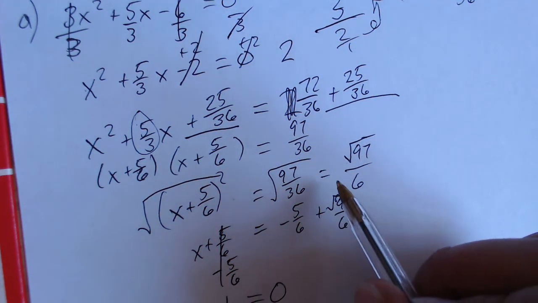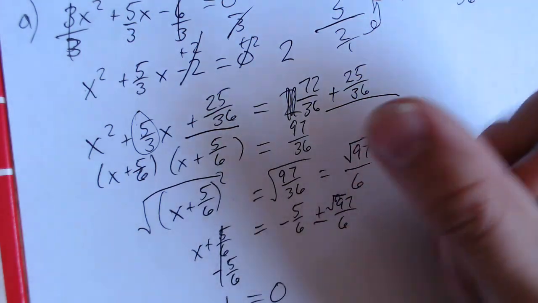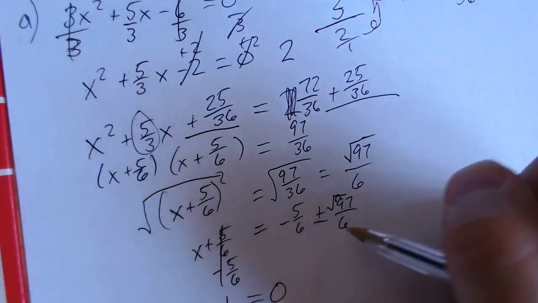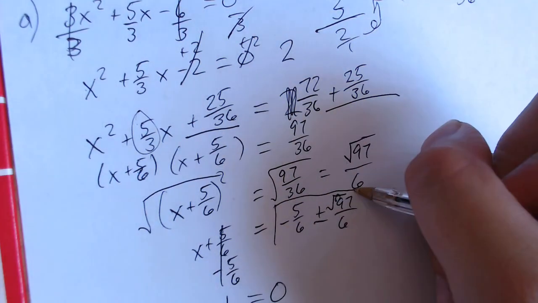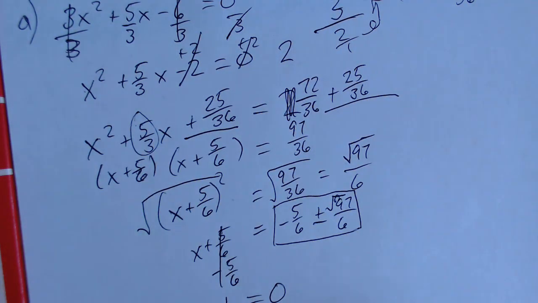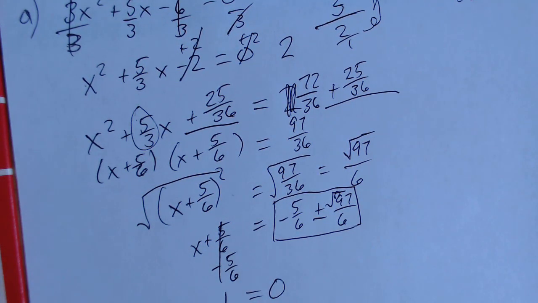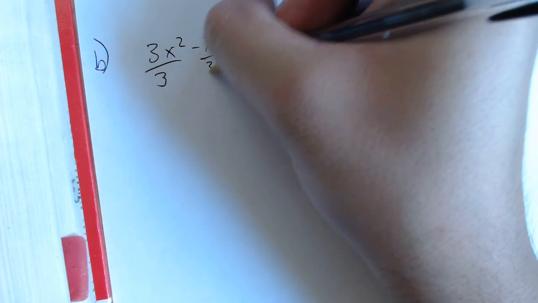And then one thing I forgot is the square root can be a positive or a negative. So the final answer is going to be negative 5 over 6 plus or minus the square root of 97 over 6. And that's your final answer. If you need to see that again, we'll run through it a little bit faster on problem B. So again, we have to get rid of this coefficient of 3, so we divide each term by 3.